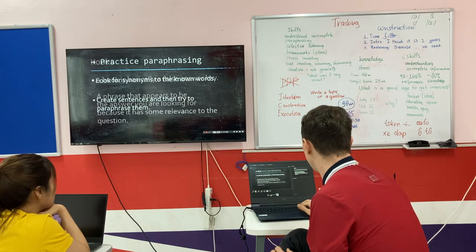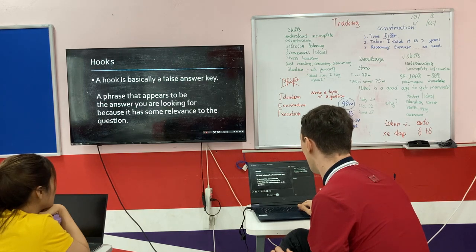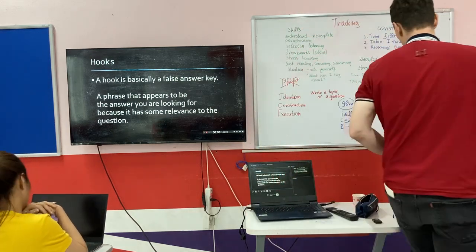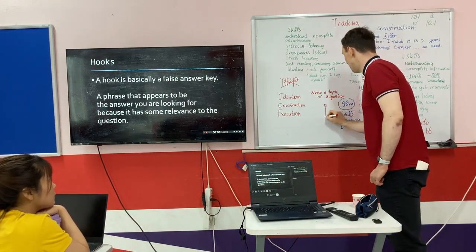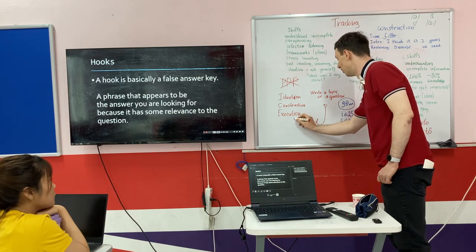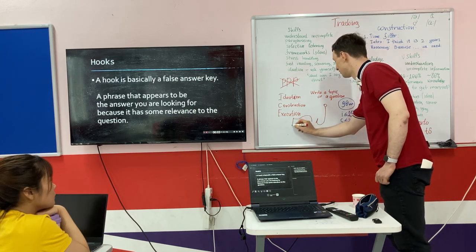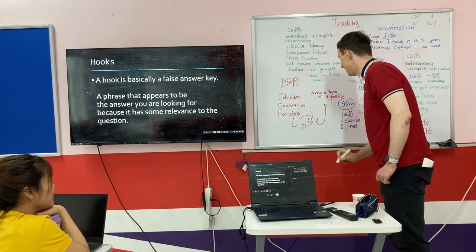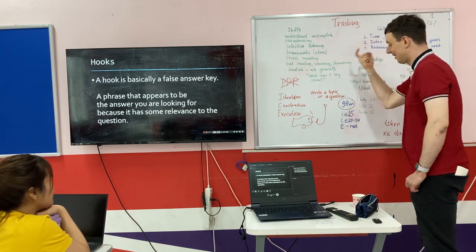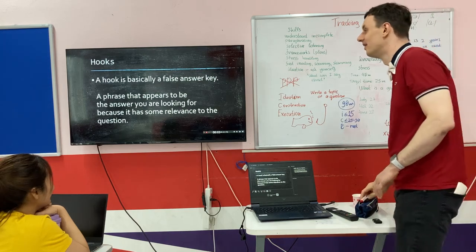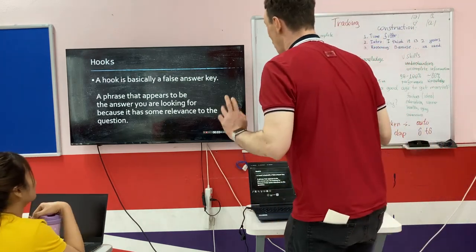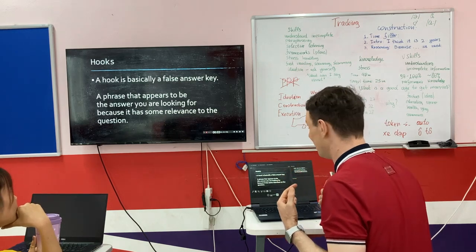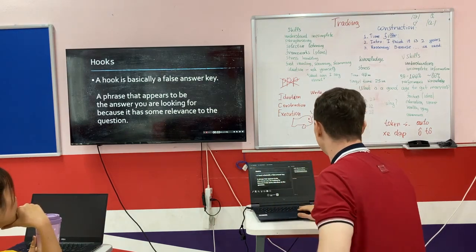And another important thing, I call this a hook. What is a hook literally? It's this thing you use to fish. This is a hook. When you go fishing, imagine this is a fish and this is a hook. Hooked, basically. So a hook is a false answer. It's not an answer, but something you think is the correct answer. You think, oh, this is the answer, it's not.